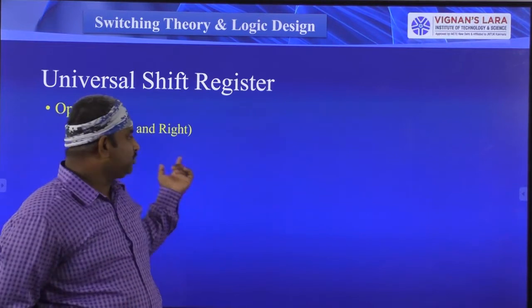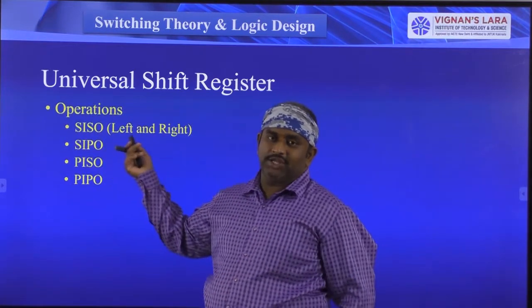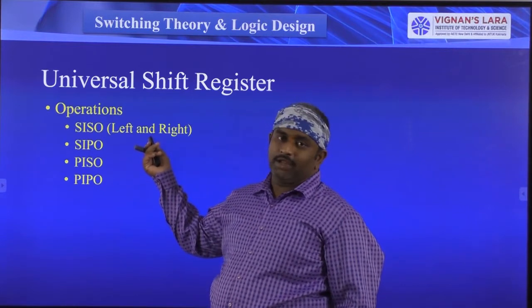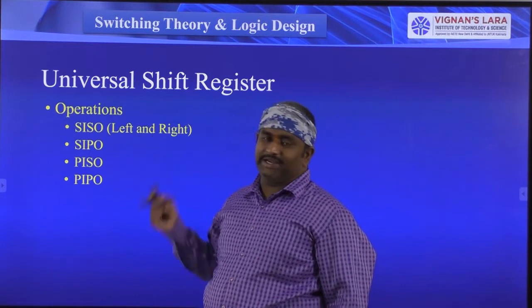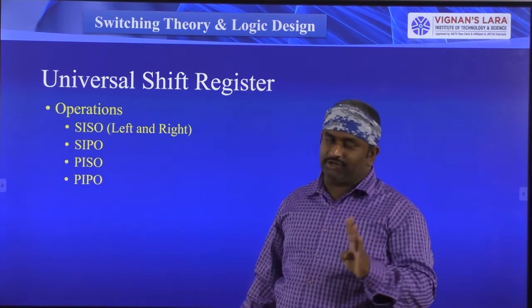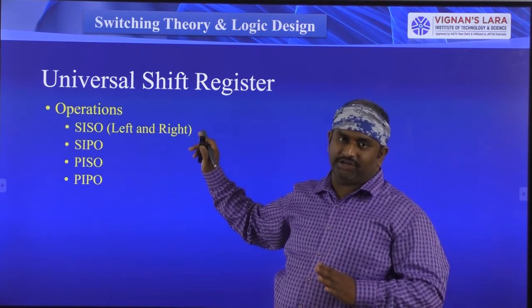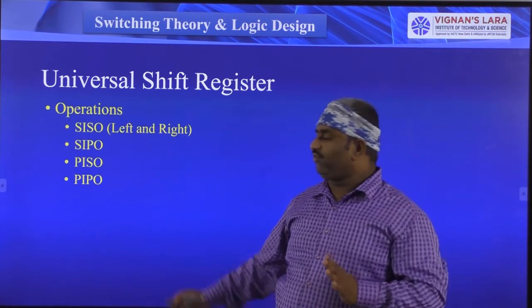They are: first one, serial in, serial out configuration, and it should work with left and right shift operations also. That is, we have to do the bidirectional shift register operation. Serial input, serial output, left shift register, right shift register. It indicates bidirectional shift register.